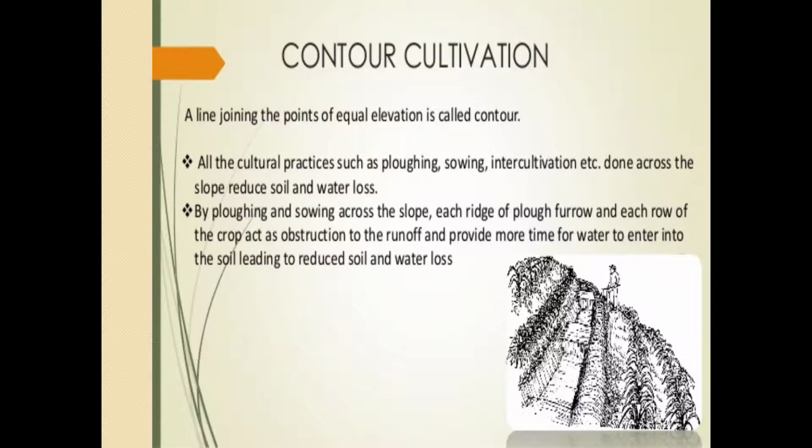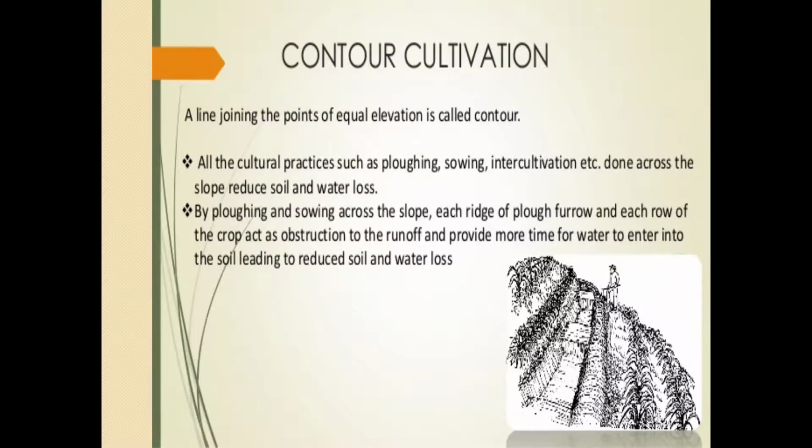Then by plowing and sowing across the slope, each ridge of the plow furrow and each row of the crop acts as an obstruction to the runoff and provides more time for the water to enter into the soil, which leads to a reduction in the soil as well as the water loss.